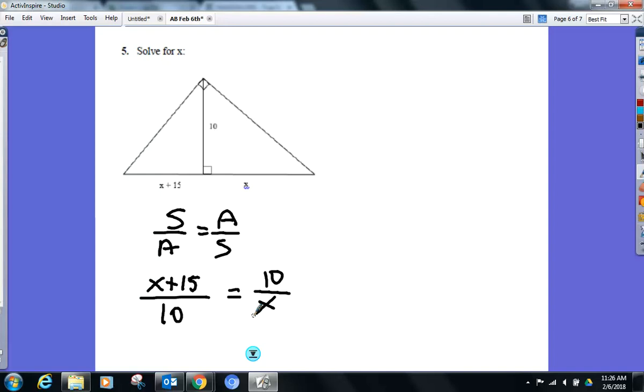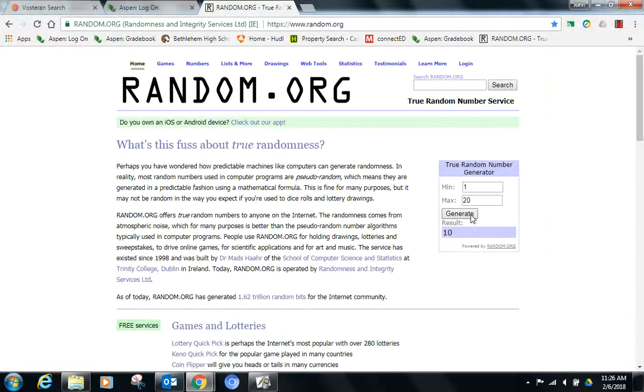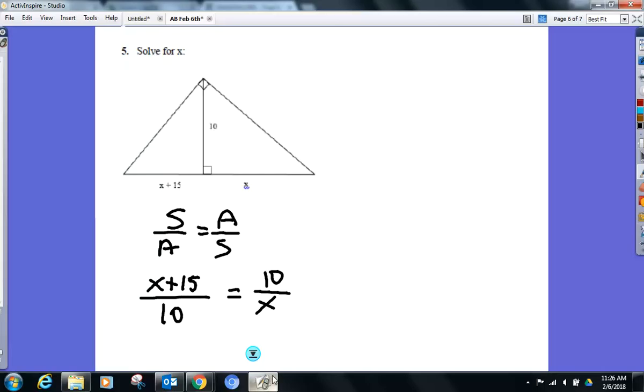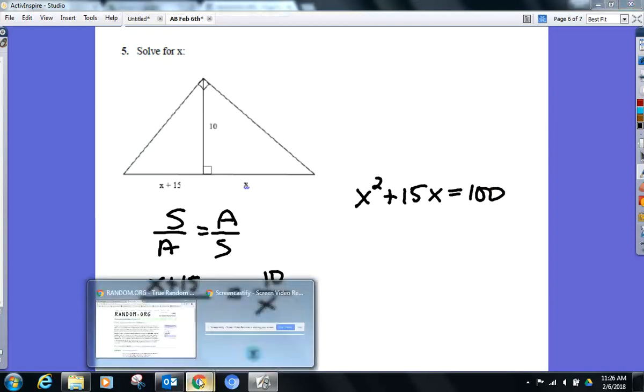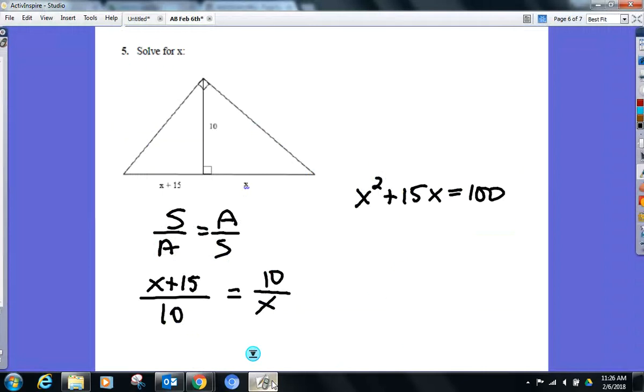Okay, cross multiply. Here we go. What do we end up with when I cross multiply? Yep. X squared plus 15x equals 100. All right. We've been down this road a lot last unit. I've got an x squared, thinking about factoring or quadratic formula, but before I do either, what's got to happen? Yep. So x squared plus 15x minus 100 equals 0.